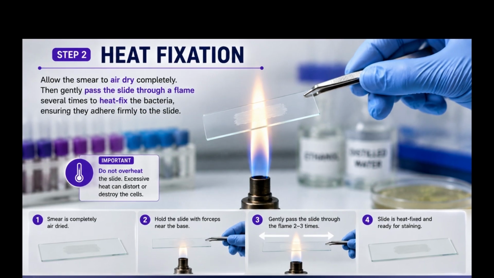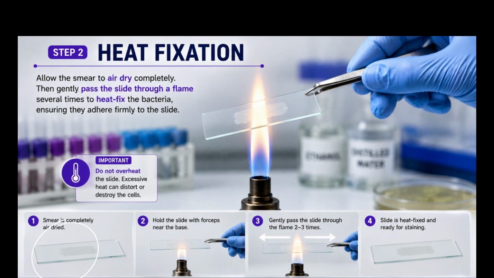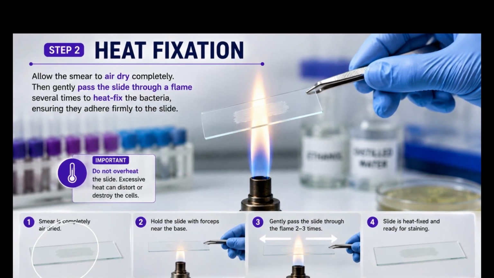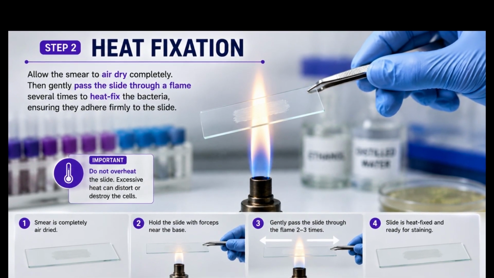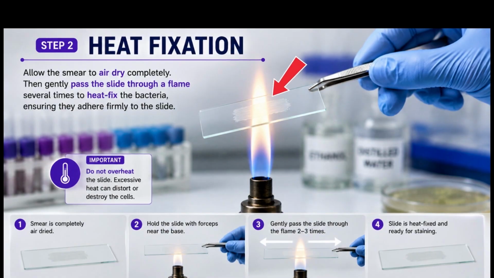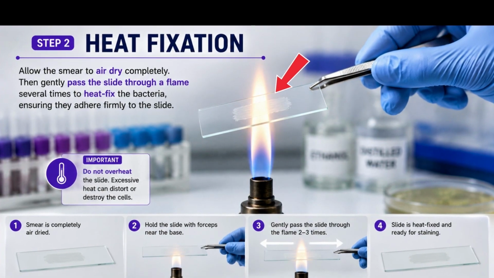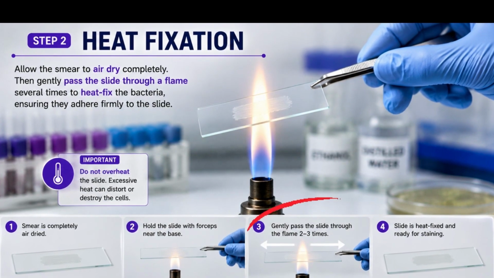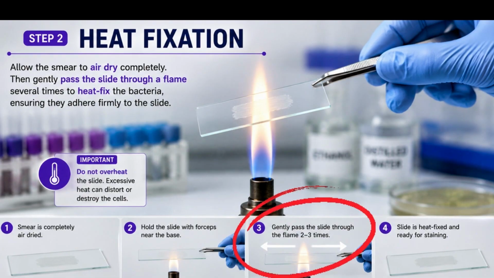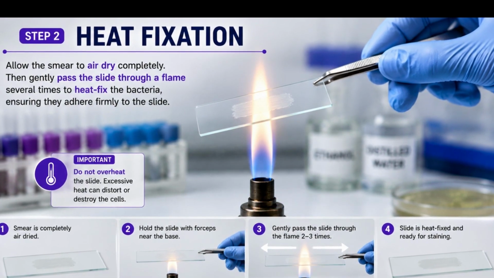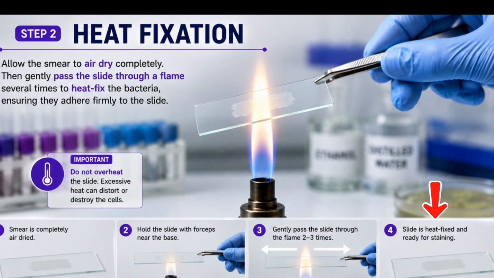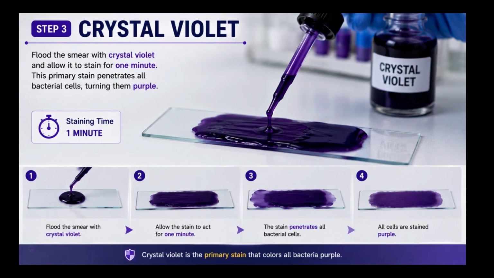Step 2. Heat fixation. Once the smear is completely dry, gently pass the slide through the flame of a Bunsen burner 2 or 3 times. Heat fixation kills the bacteria and firmly attaches them to the glass slide, preventing them from being washed away during staining. Avoid overheating, as excessive heat may distort the bacterial cells.